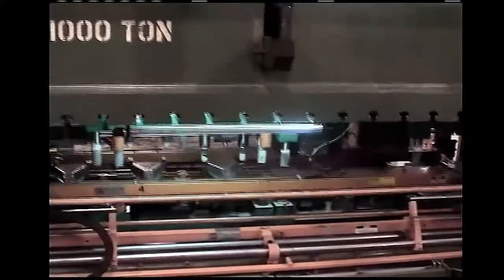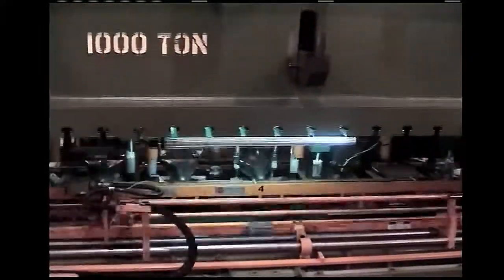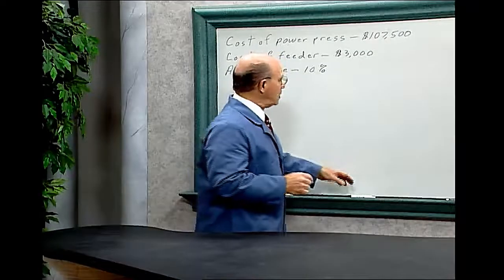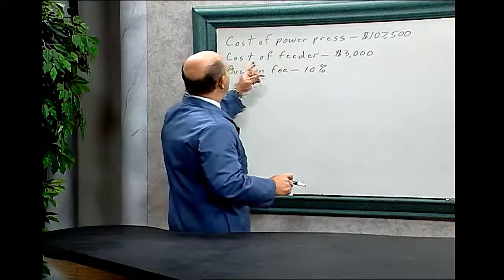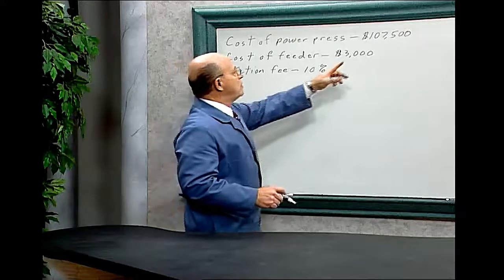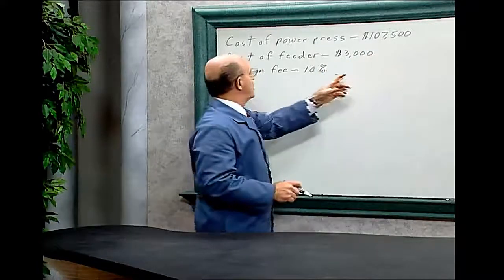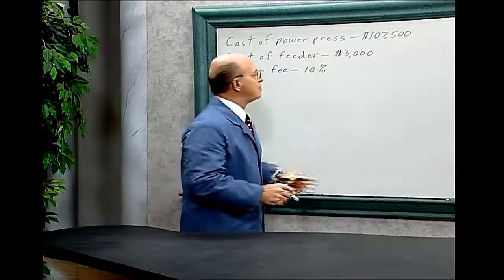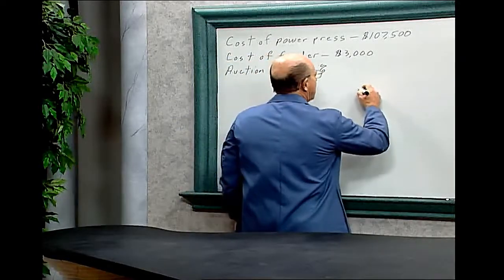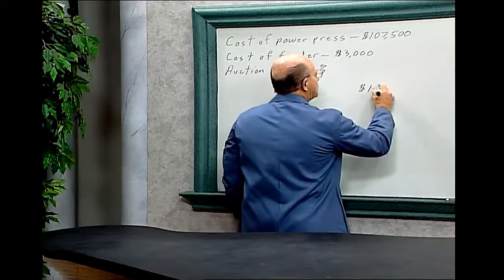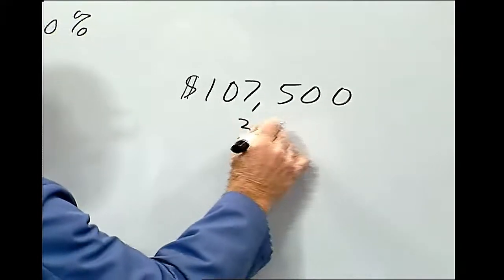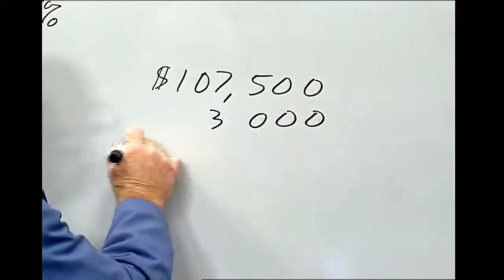Let's figure out the cost for the power press and the feeder. Remember, the auctioneer charges 10%. But I've written the amount up here. The cost of the power press is $107,500, and the cost of the feeder is $3,000. So let's add those two amounts together. $107,500, and a feeder is $3,000.